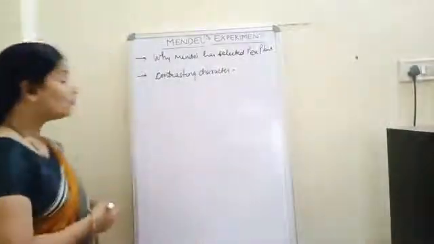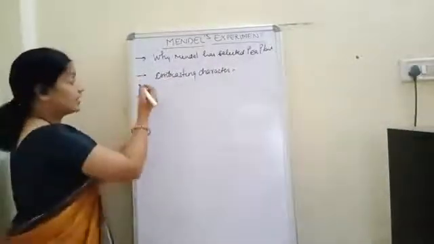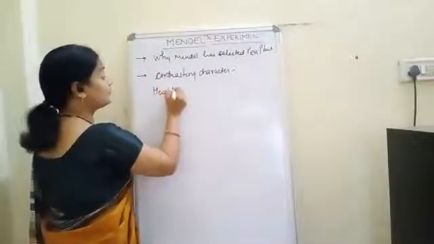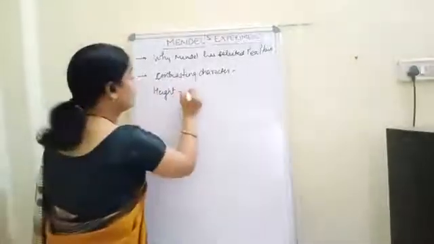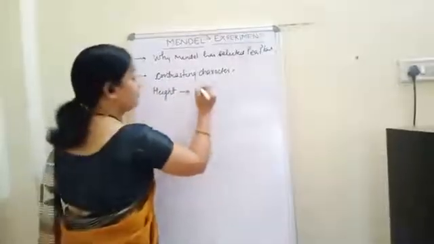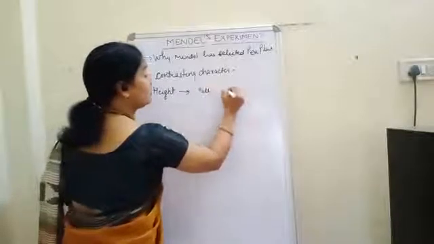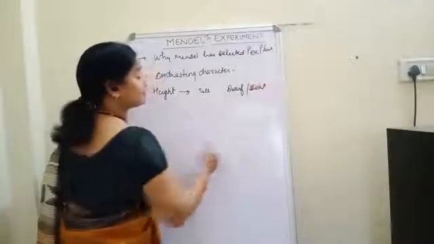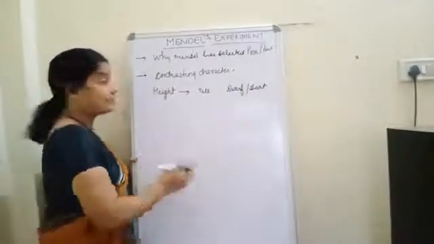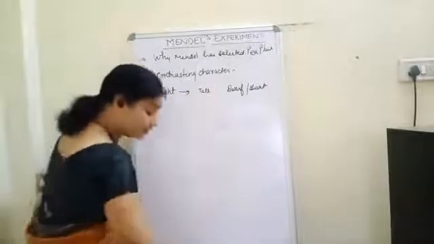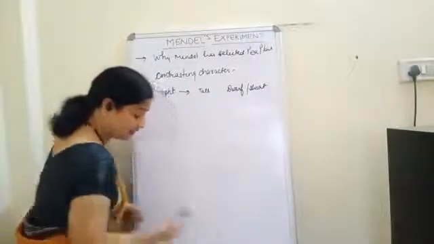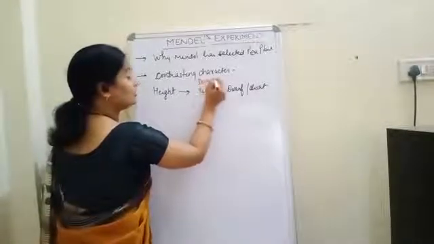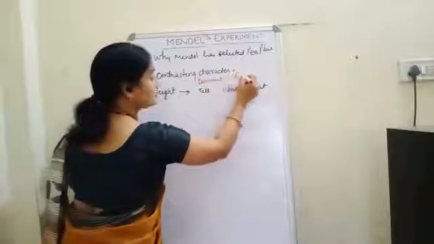Now see children, what were the contrasting characters in the case of the pea plant? Number 1 was the height of the plant. Okay. What was the height? Whether the plant was very tall or it was dwarf. We can also write it as short. Okay. Now he saw that tall is a dominant character. Clear? Tall was a dominant character and dwarf was recessive.